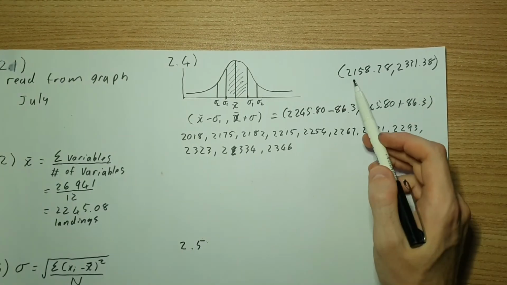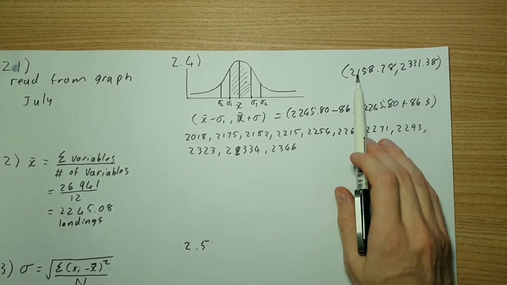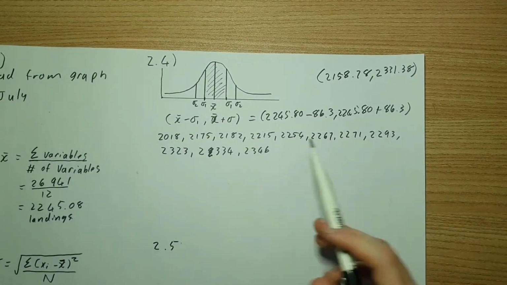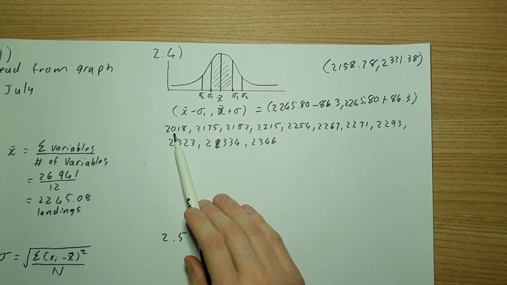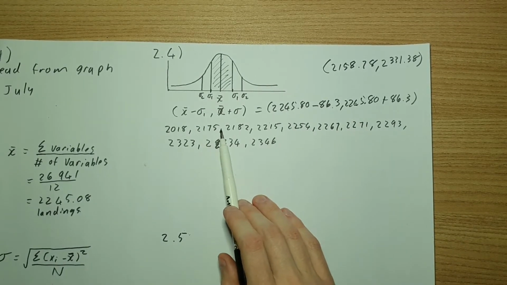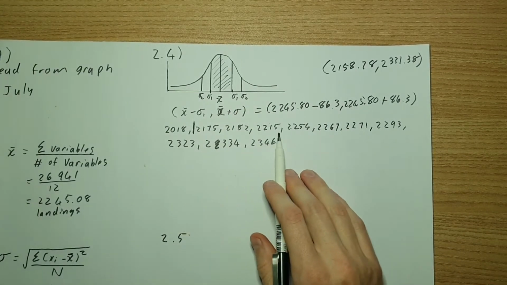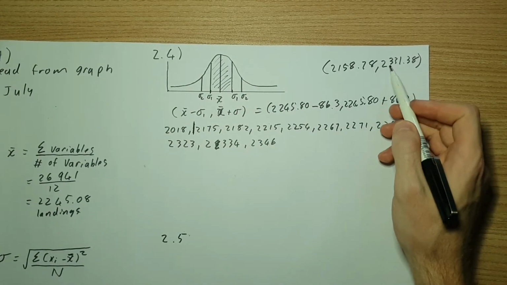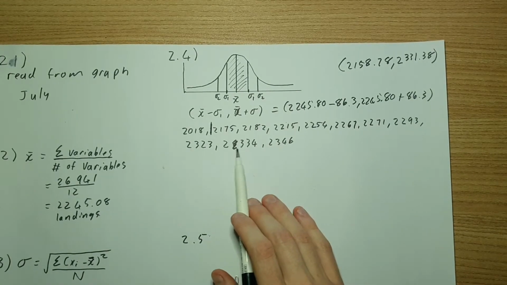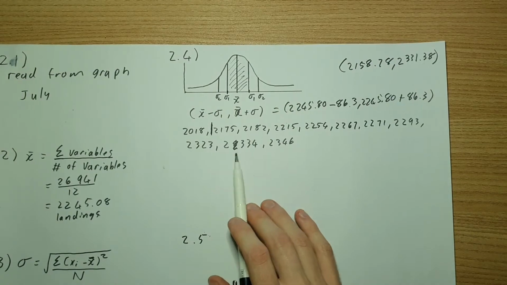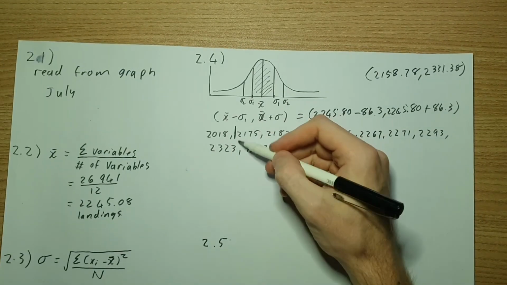Now that we have our interval, we just have to look through our numbers and see how many months fall within this domain. We can see that 2018 is less than that, so we're not going to include it, but 2175 is greater, so we're going to start counting from here. We're going to go all the way along. We can see this is all still less than 2331, up until we get to the point of 2334. This is greater than my top value, so we're going to stop over here.